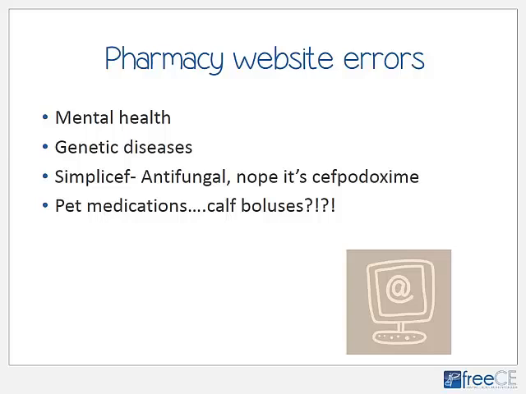Another site had a number of errors related to the way they categorize pet medications. For example, potassium citrate is listed as a laxative. In veterinary medicine, this is used to alkalinize urine. They also listed Simplicef, a brand name for cefpodoxime, as an antifungal medication. A different site's pharmacy link showed under pet medications links to a farm store with calf boluses and treatments for dairy cattle. My point here is that even reliable, large human pharmacies are really just learning about veterinary medicine, and they have a long way to go.